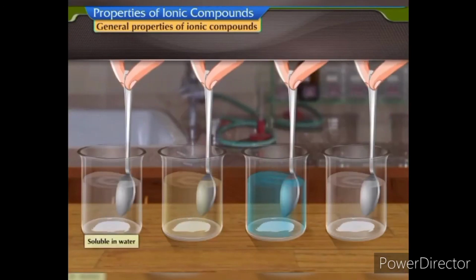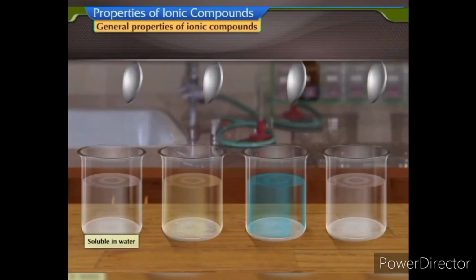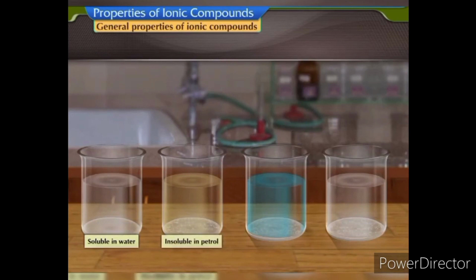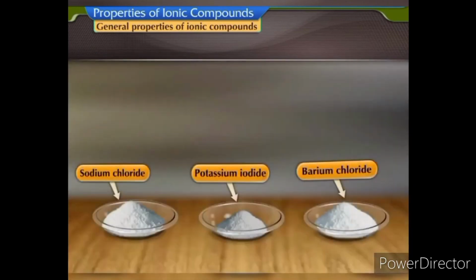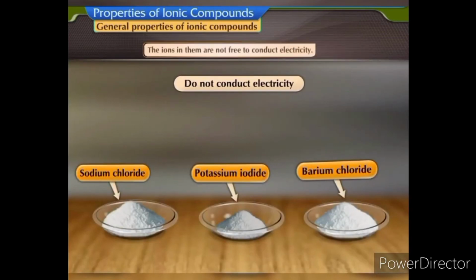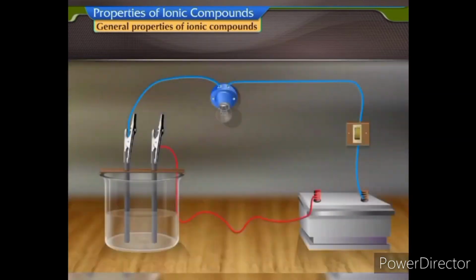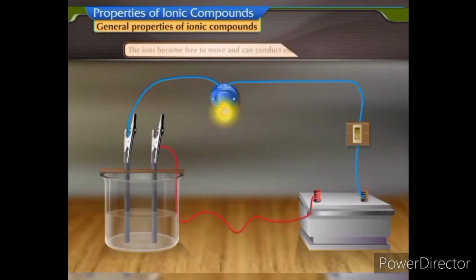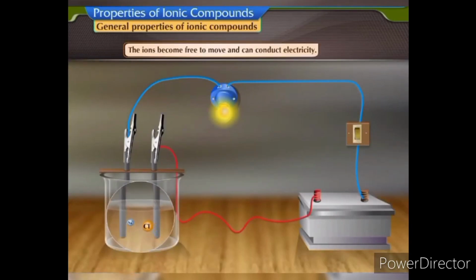Ionic compounds are soluble in water and insoluble in organic solvents like petrol, kerosene and benzene. Solid ionic compounds do not conduct electricity because the ions in them are not free to conduct electricity. When these compounds are dissolved in water or when they are melted, the ions become free to move and can conduct electricity.